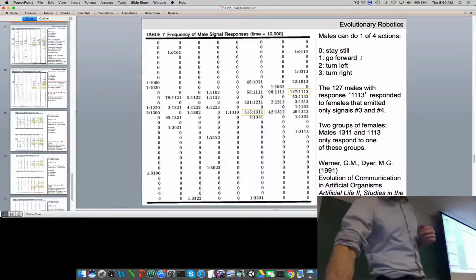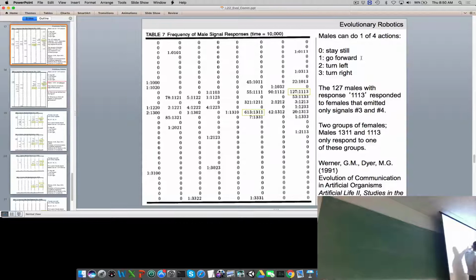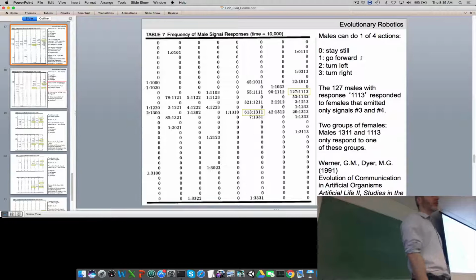Okay. All right, 10,000 time steps into the experiment, we see that this group over here is sort of slowly starting to die off, and there is the emergence of another group of males over here, which are responding to females that emit only songs 3 and 4. And we can see that these 127 males go straight when they hear the third song and turn right when they hear the fourth song. So now we have two groups of females that have evolved two different languages. Again, languages in quotes here, right? Language one is composed of signals 1 and 2, and language 2 is composed of signals 3 and 4.